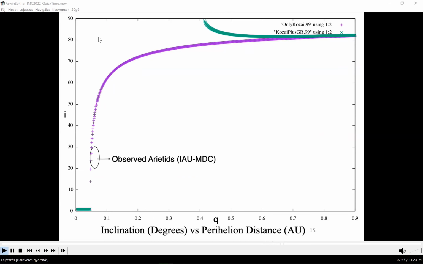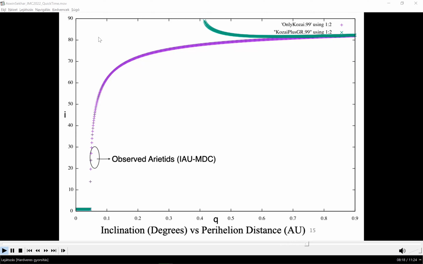So in this case, you actually see that there is this small subset of phase space where you have these observed Arietids, which actually shows meteoroids falling into the sun if you only have the Kozai effect. But when you have the GR effect plus the Kozai effect, then you see that it changes the phase space, as the phase space which favors the particles which fall into the sun has been sort of changed from one phase space to the other phase space.